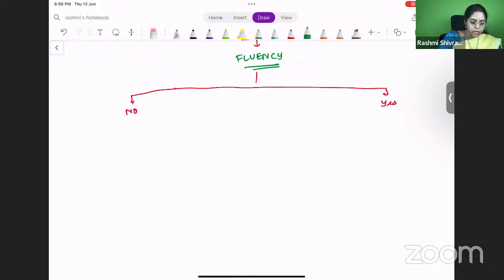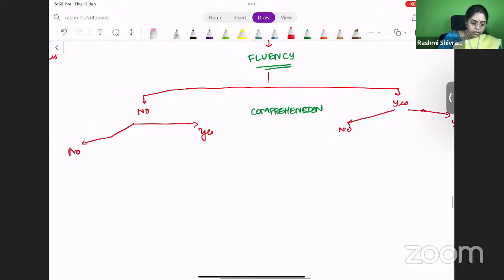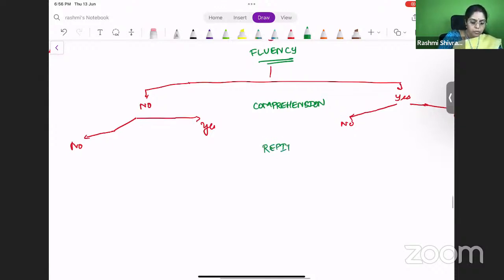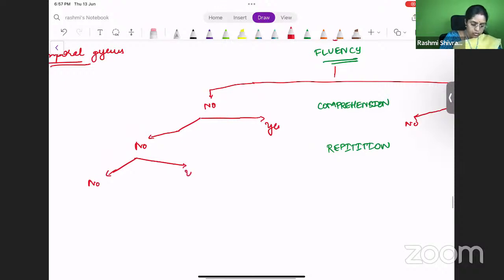Once we know this, you have to check the comprehension. How is the comprehension for this patient? Is the patient able to comprehend or not? Based on that, you will say no or yes. We'll just write it and then I'll explain to you. Again, you either don't have comprehension or you have comprehension. After this, what is the other point you'll be checking? You'll be looking for repetition. We'll see again whether this is yes or no.